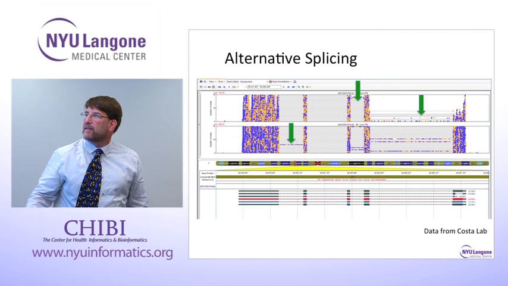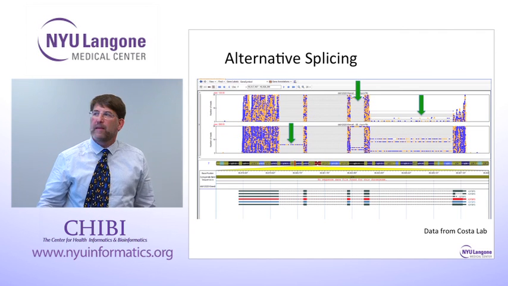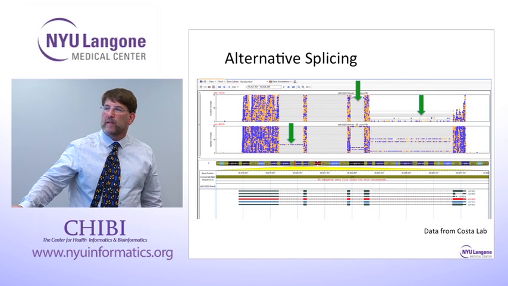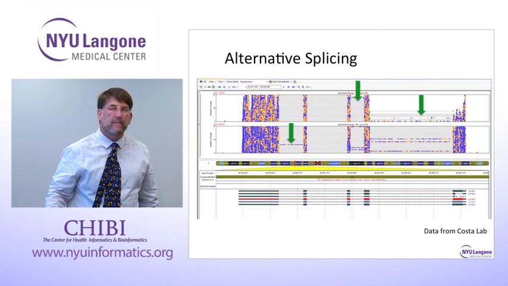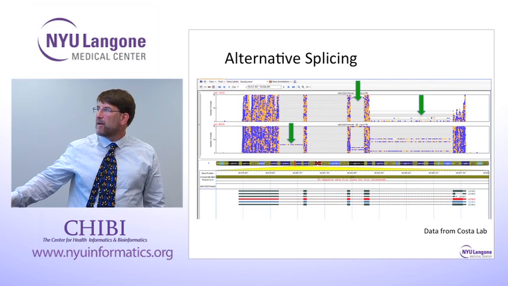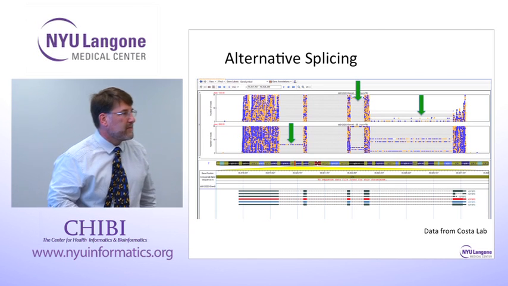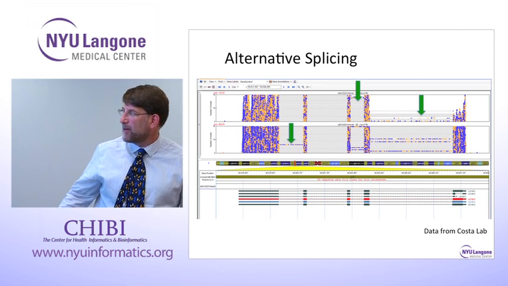You can see some cases that make a pretty strong argument for alternative splicing, where a particular region shows up in one sample but not another. Maybe here, certainly here, maybe here. Just as an example. Costa Lab again.